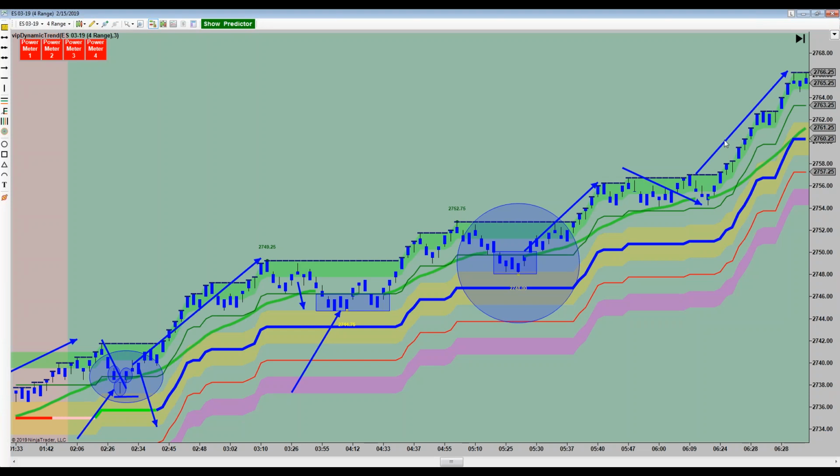You should not jump in on the thrust part of moves. This is how you get stopped out. You get thrust, you get in, it pulls back, stops you out, runs up again. You get in late, it stops you out.